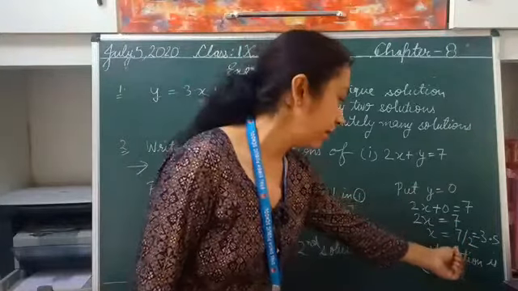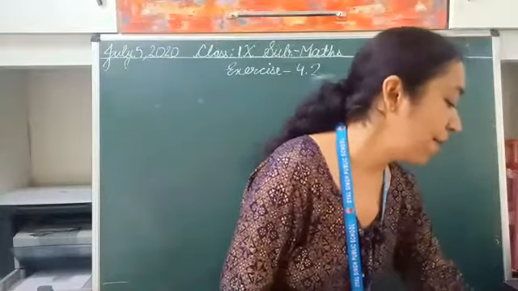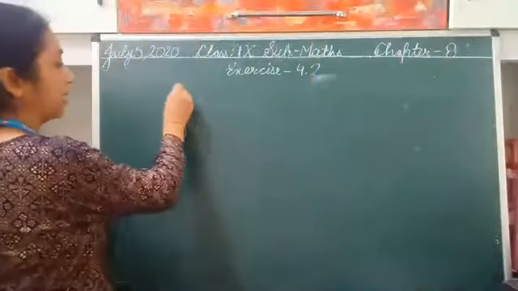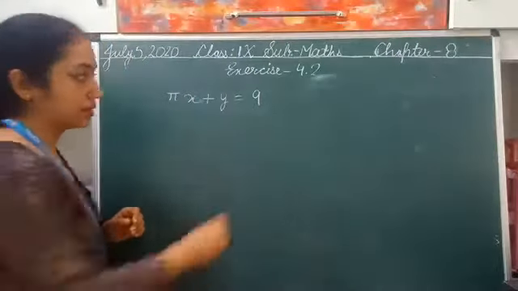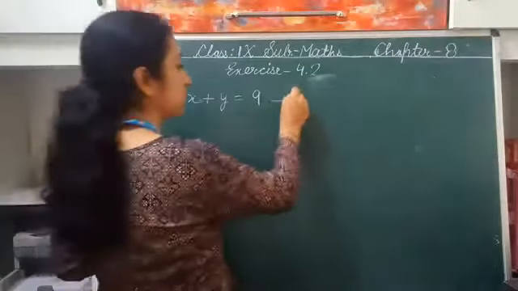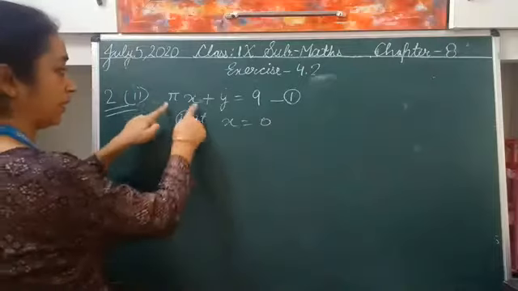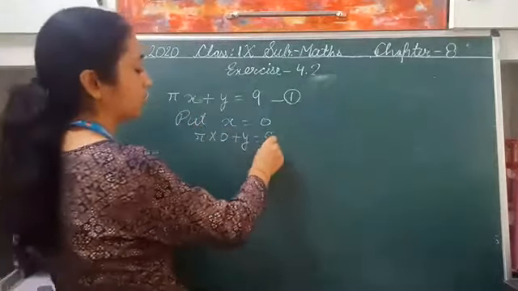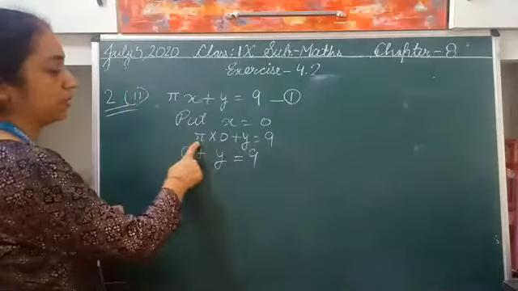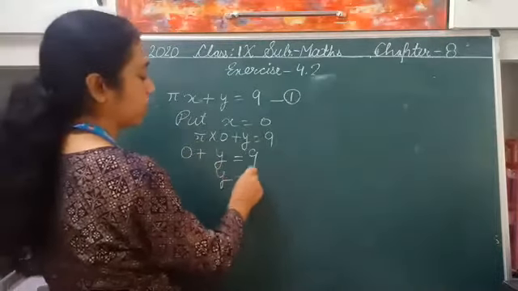For your convenience, I am doing second part also because there is pi in the question. The question is pi x plus y is equal to 9. Now this is the equation. This is the second part of second question. Assume x is equal to 0, right? If you put x is equal to 0, you will get pi multiply 0 plus y is equal to 9. Means 0 plus y is 9 because 0 multiplies something is 0. So y is equal to 9.